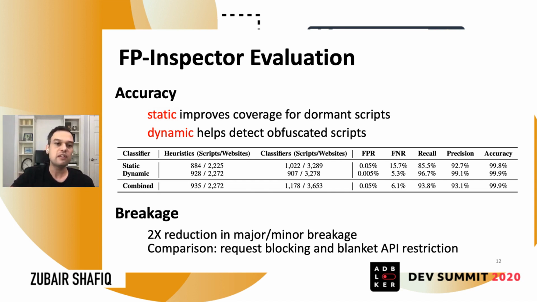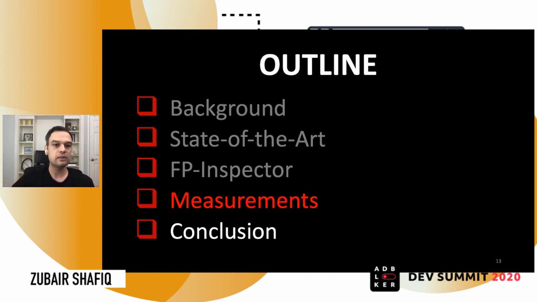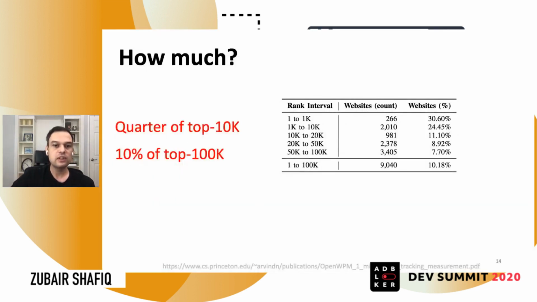We also then wanted to use FP Inspector and run it on a large scale to see how much fingerprinting is happening, who is doing it, and why they are doing this. So first, some numbers. We used FP Inspector to crawl the top 100,000 sites, and we found that fingerprinting is quite common. The reference point here is previous research from 4 to 5 years ago from Princeton's Web Transparency Project, where they showed that about 5% of top 1,000 sites and only about 2% of top 100,000 sites were doing fingerprinting.